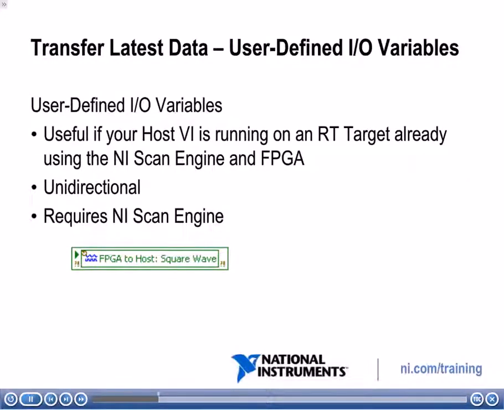So if this describes what you're using, something like a Compact RIO using both the NI scan engine and also the FPGA, then you can use something called user-defined I/O variables to transfer latest data. One thing about those is that if you're using these, you must have the NI scan engine installed on your FPGA. It's actually going to take up some resources on your FPGA. Also, user-defined I/O variables are unidirectional. So each variable that you create only communicates in one direction. For example, it might only communicate from the FPGA to the host, and you would need to create another one to go from the host to the FPGA.